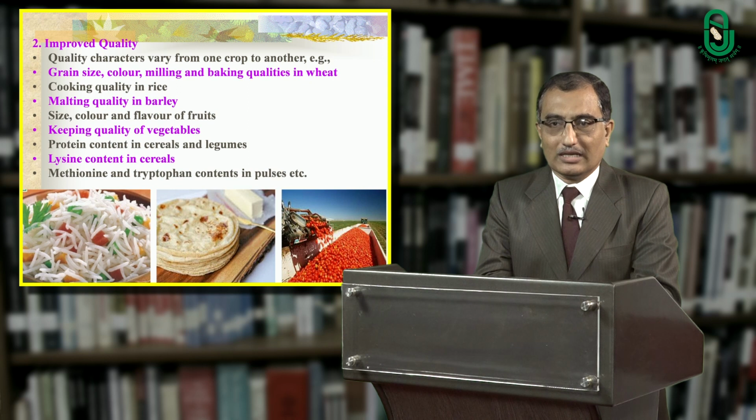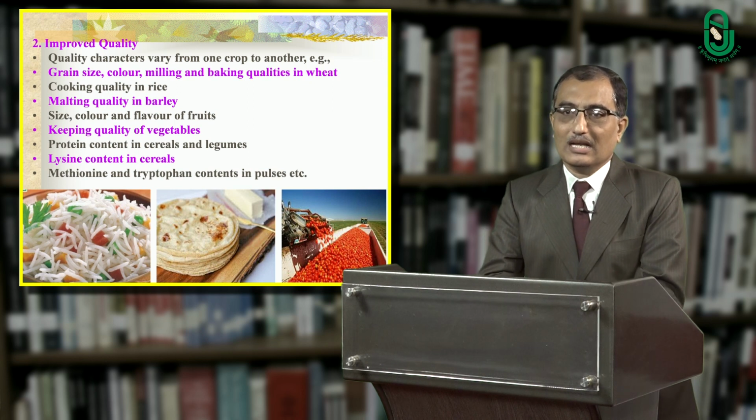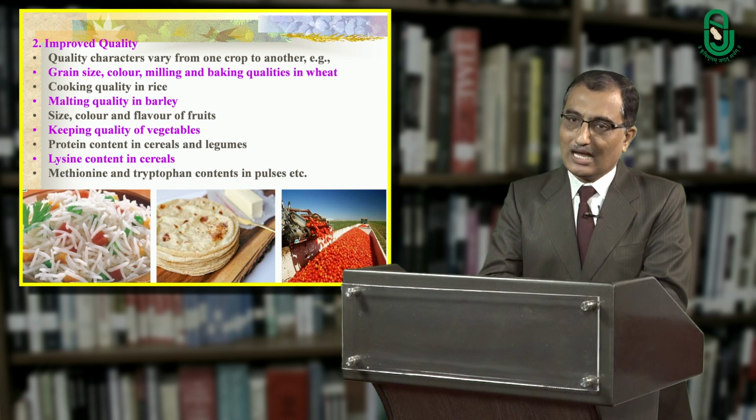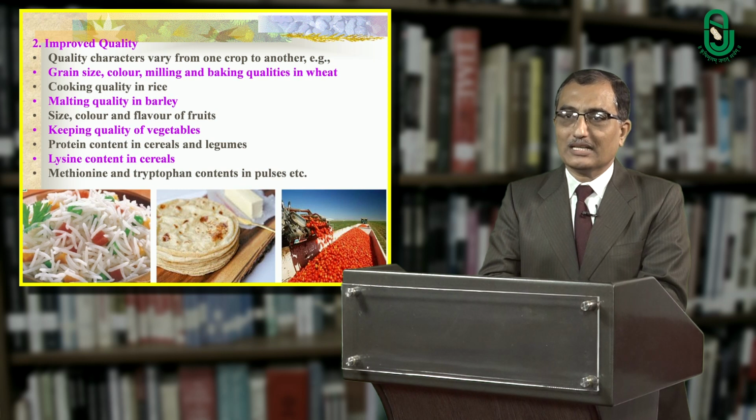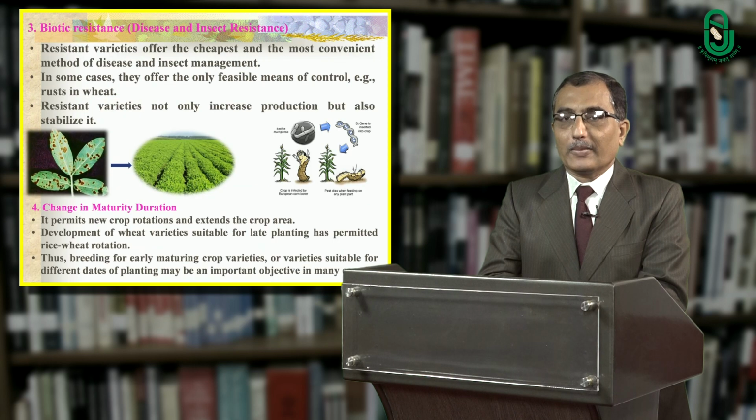Protein content in cereals and legumes, lysine content in cereals, and methionine and tryptophan content in pulses are very important objectives under the quality improvement program.